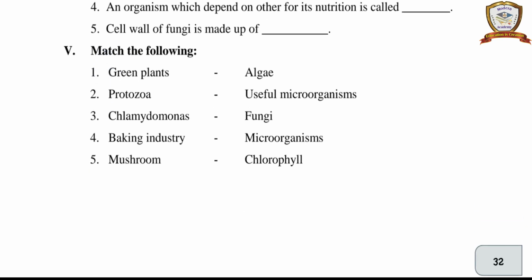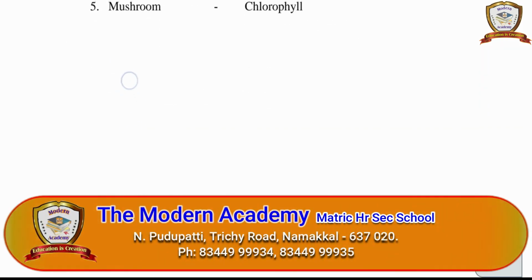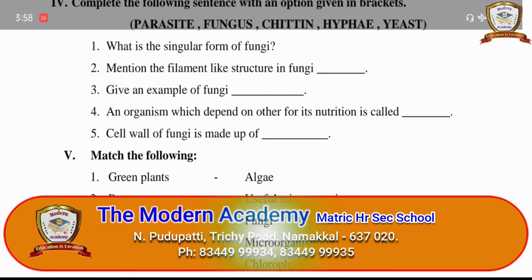Okay, next, match the following. Green plants, protozoa, chlamydomonas, baking industry, mushroom. The answers are algae, useful microorganisms, fungi, microorganisms, chlorophyll. Okay, so this is the worksheet you have to do. If you have any doubt, just ask your concerned teacher. Thank you so much.